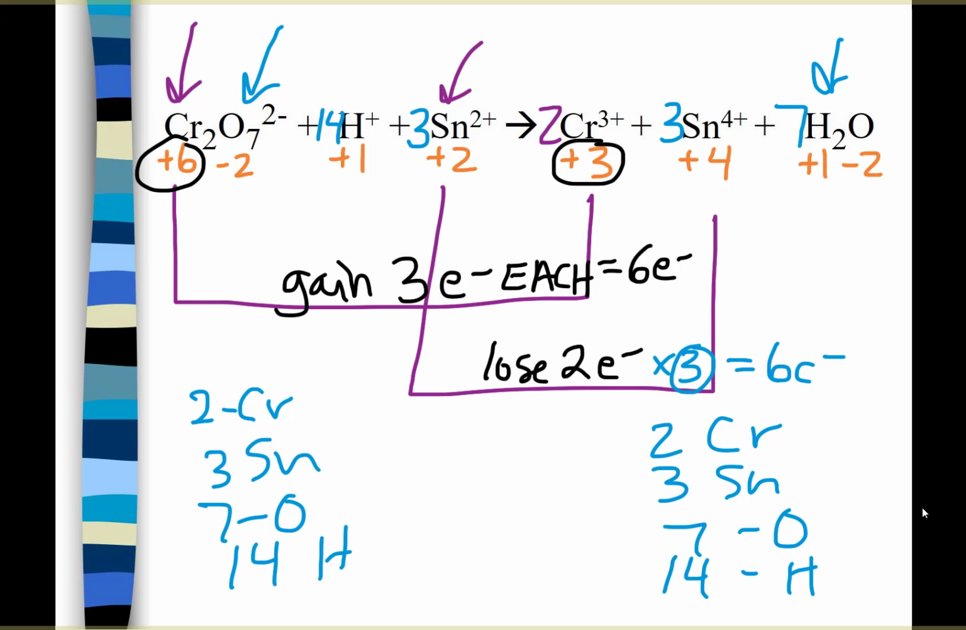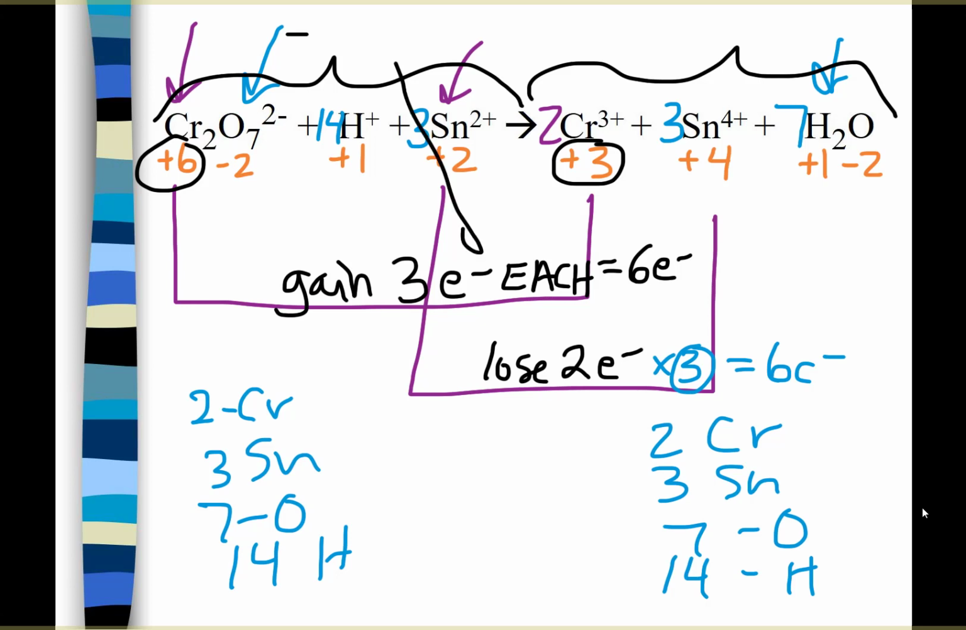So I also need to double check that the charge on each side matches. So my charge here and my charge here should match. On this left-hand side, I have a plus 14, and I have a plus 6, and I have a minus 2, for a total charge of a plus 18. And over here I have a plus 6 and a plus 12. And when I add those up, I get my plus 18. So positive 18 on either side.